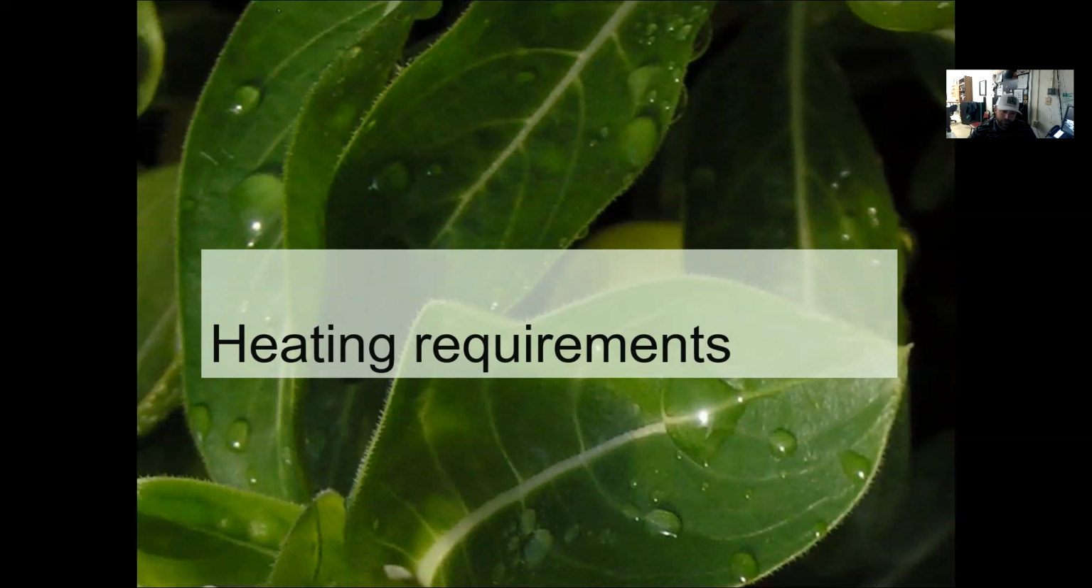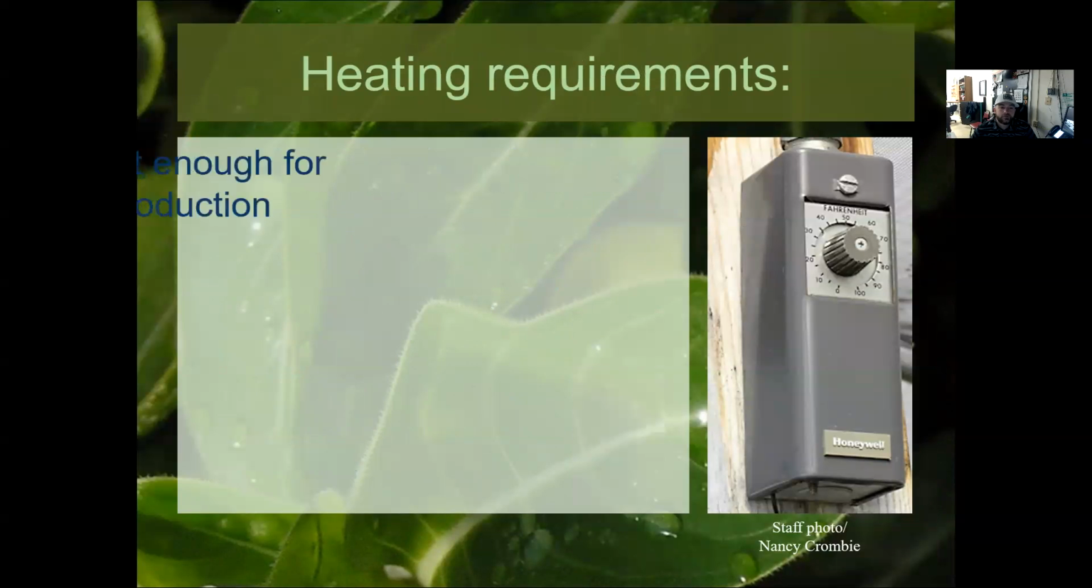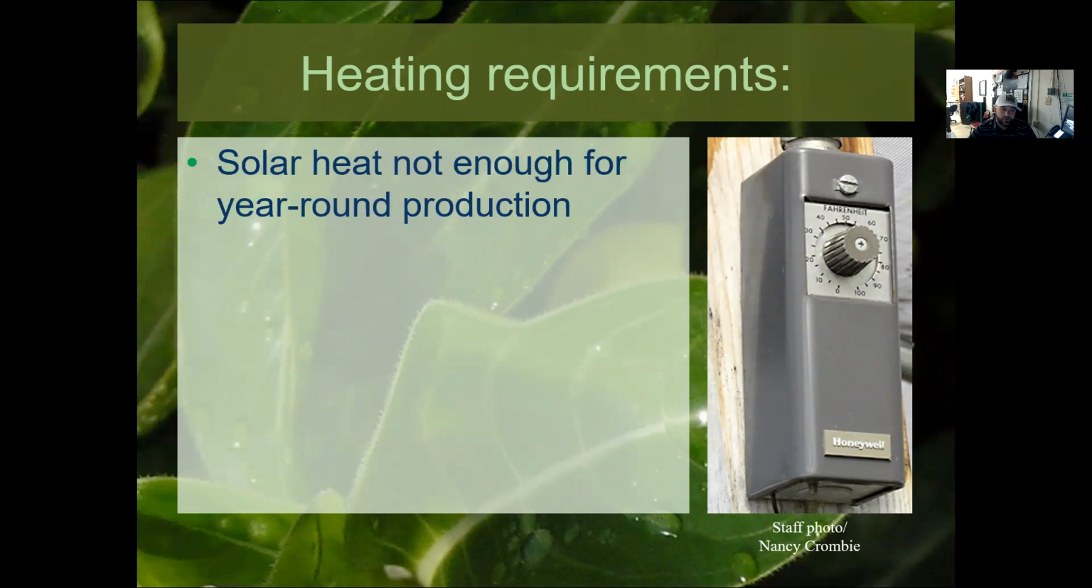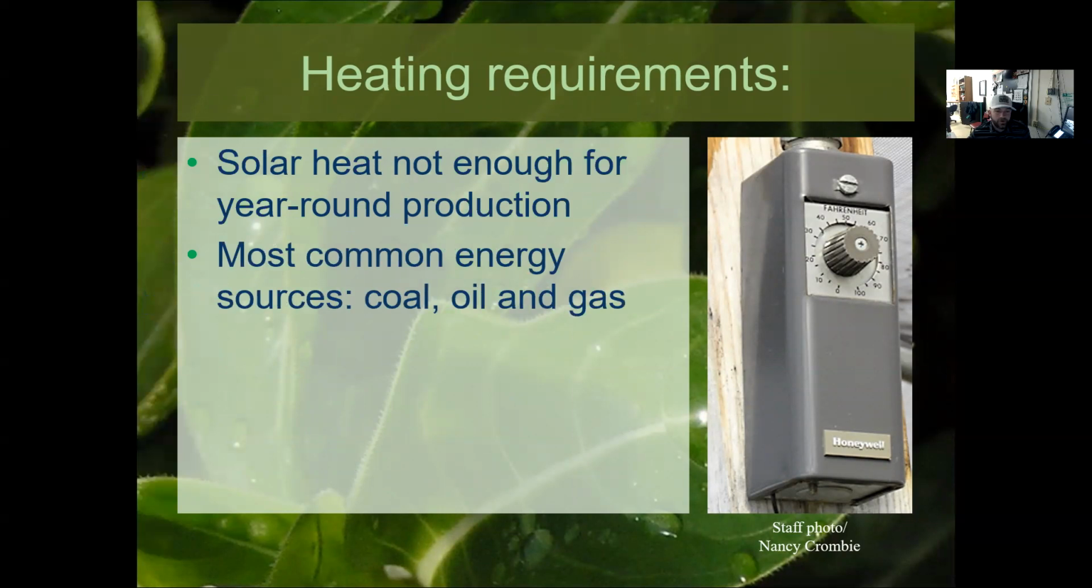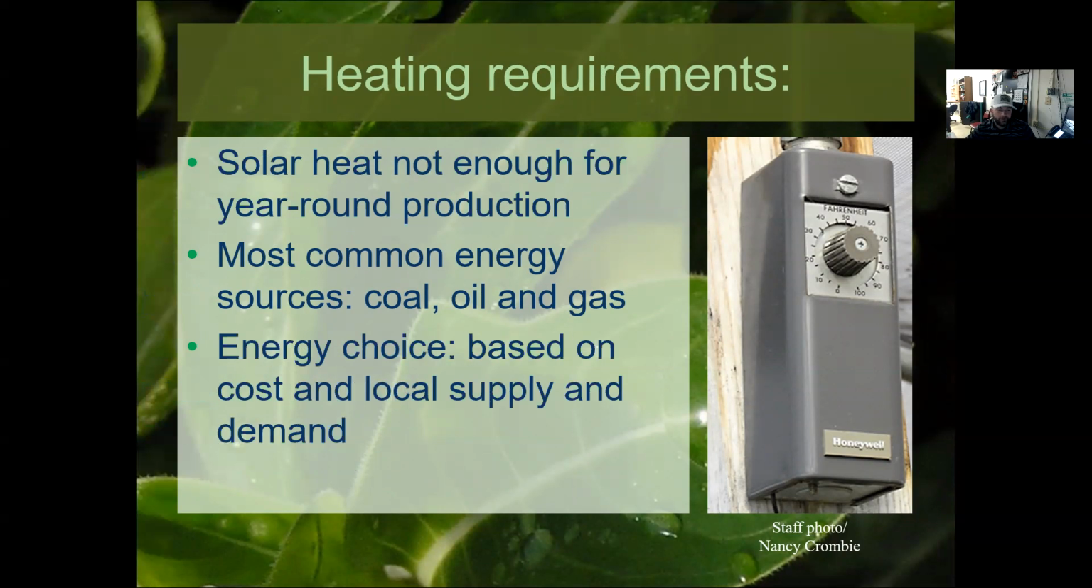So, heating requirements. Solar heat is not enough for year-round production, especially up here in Pennsylvania. So the most common energy sources are coal, oil, and gas. Our greenhouse here at school is a gas greenhouse using resin or heaters for a radiant heat. The energy choice is based on the cost and local supply and demand.